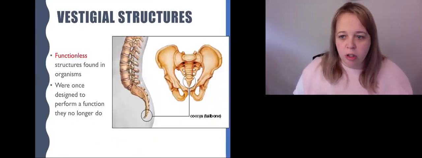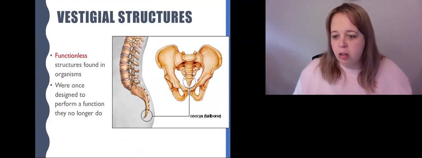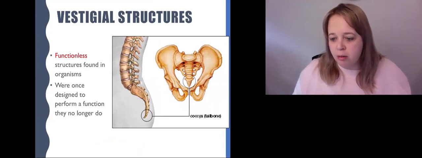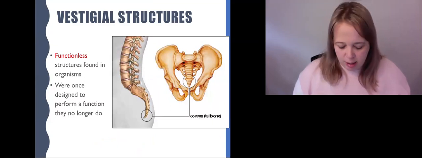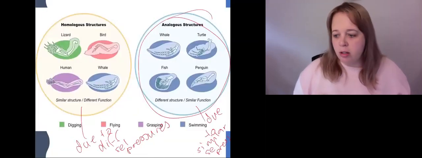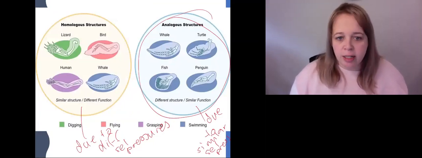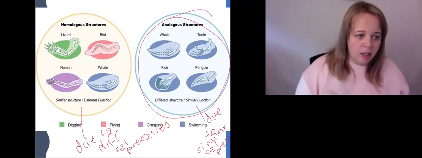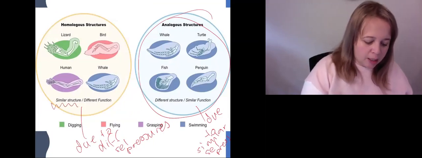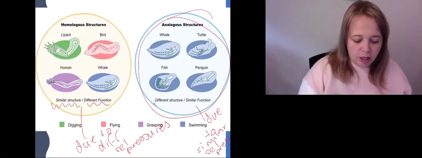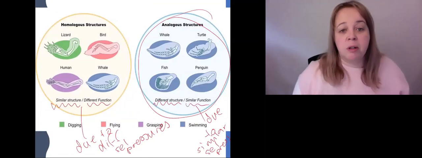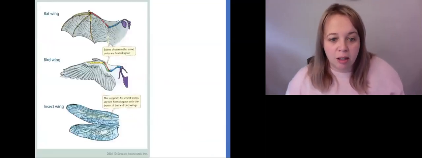So I want you to pause if you need to and go all the way down. I'm just doing it now to see how long it's going to take. You'll see that this picture is on page 11. So if you need to pause here and write down the annotations that I've got here, remember the homologous has similar structure, different function, whereas analogous has different structures but similar functions because of those similar selection pressures.